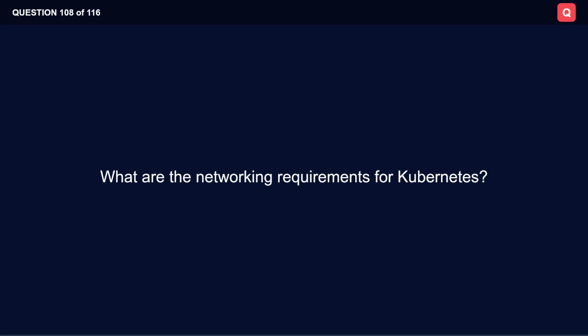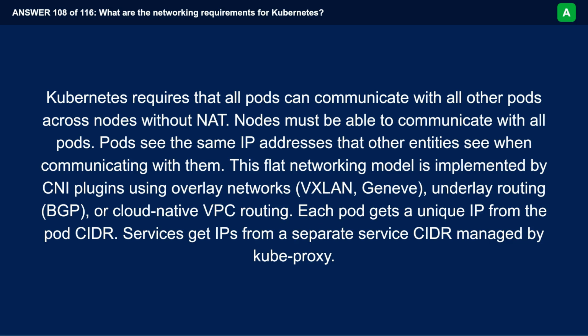What are the networking requirements for Kubernetes? Kubernetes requires that all pods can communicate with all other pods across nodes without NAT. Nodes must be able to communicate with all pods. Pods see the same IP addresses that other entities see when communicating with them.